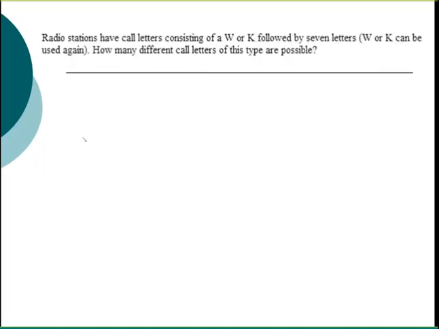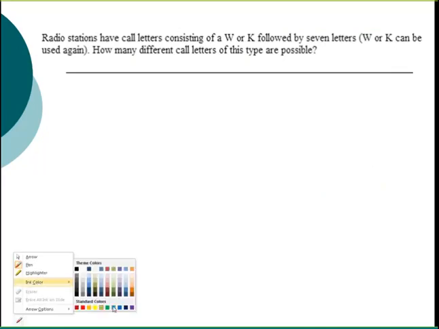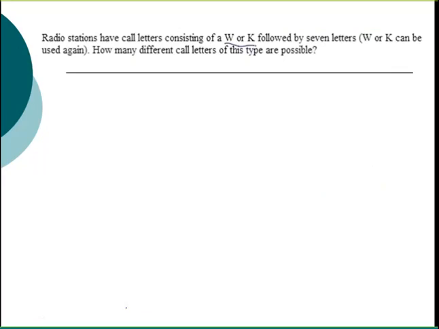Okay. So radio stations have call letters consisting of a W or K, followed by 7 different letters. So it could be WK95, whatever, and then RKBKW. So we've got 7 more letters after that, not numbers. I said numbers before, followed by 7 letters. So we've got to have W or K.